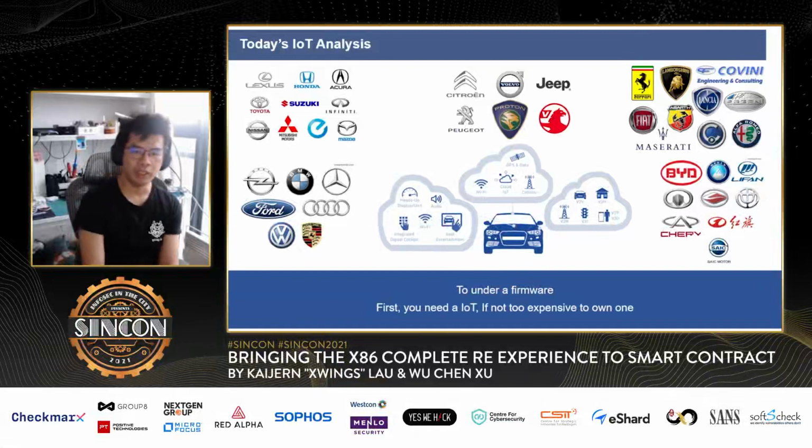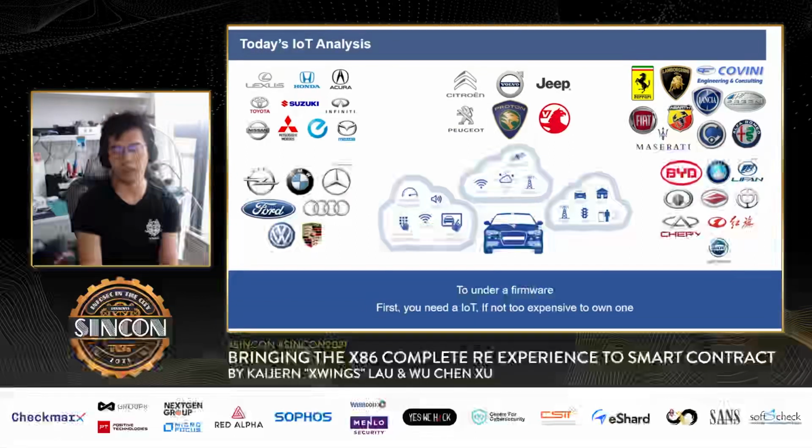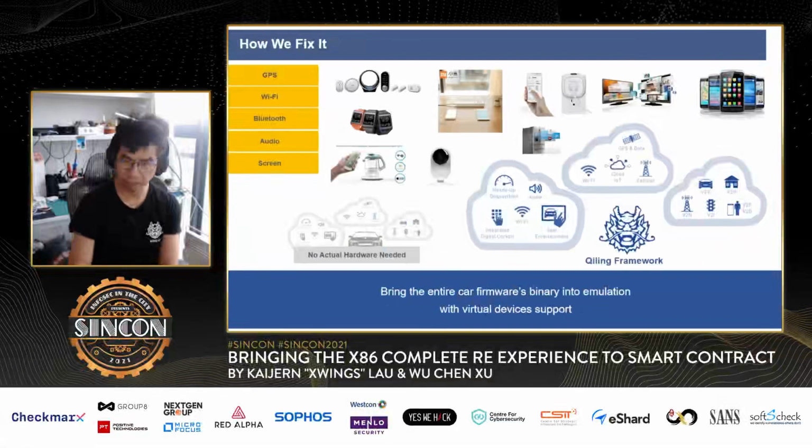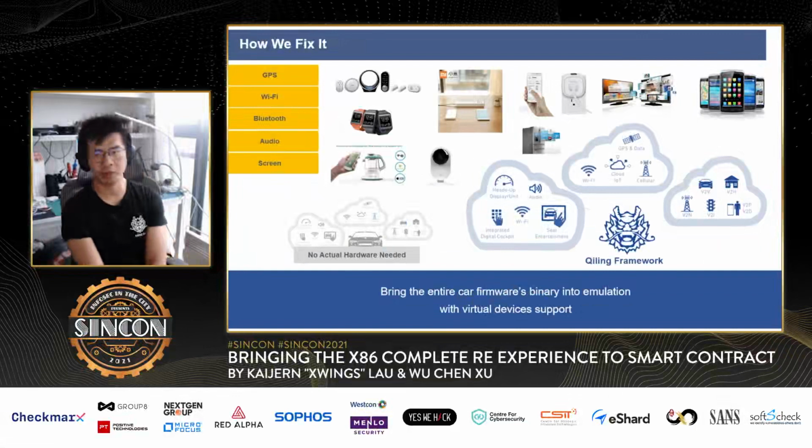Just for a quick example, if you wanted to go into mass analysis of, say, cars, first of all you need to have the devices, or else it's going to be too expensive. It's going to be too tough for you to do the analysis. So how do we fix this? How do we fix it with Chilling Framework?